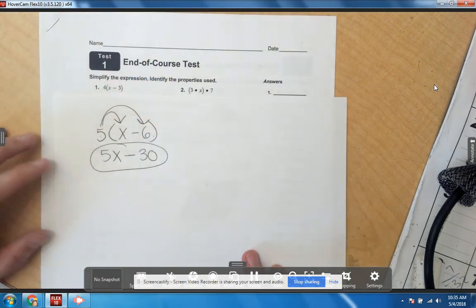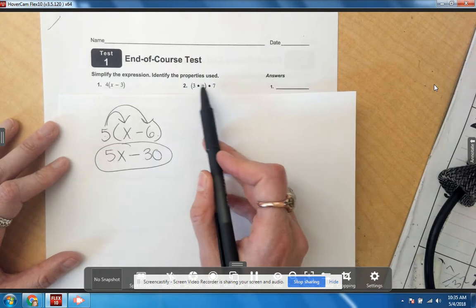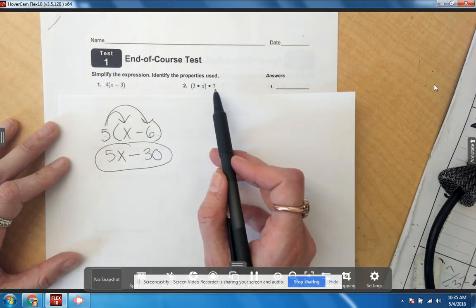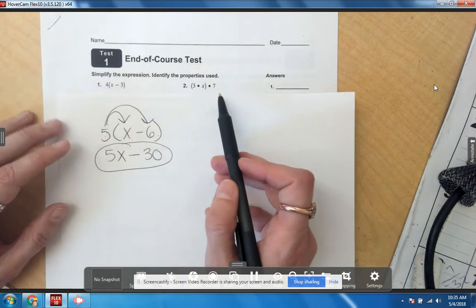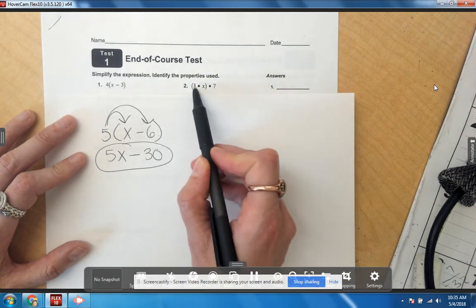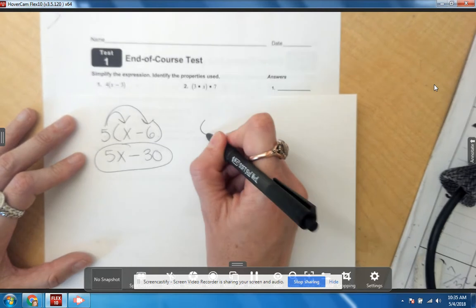Okay, this one, when you have a number inside of parentheses, but everything's multiplication or everything is addition, then this is the associative property. So basically the associative property means that you can switch the parentheses around and still get the same answer. So all you would have to do is multiply the two numbers together and then multiply it by the letter.